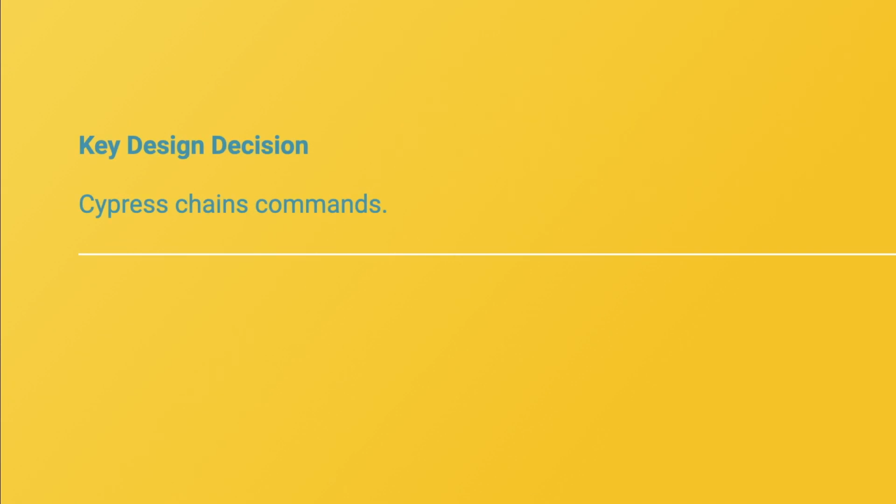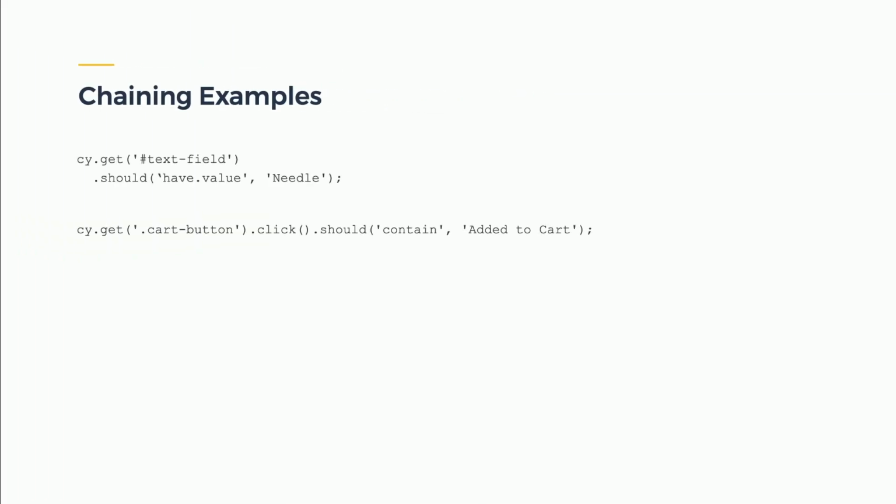So we're going to look at the second key design decision, which is Cypress chains commands. On the plus side, the chaining is actually quite elegant. Really. Okay, so here are some examples. That second line with the should is a continuation of the first one. You could put it all in the same line if you wanted. And so you just use dots. A lot of languages use that.